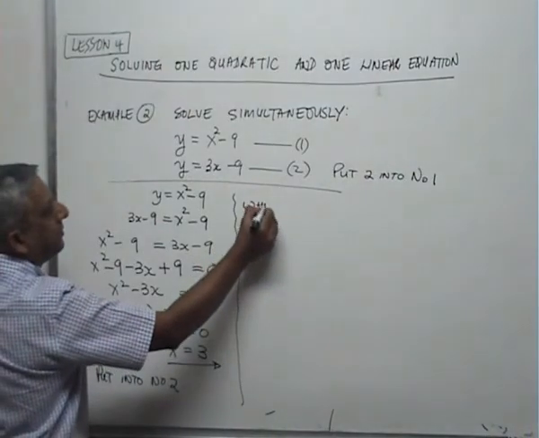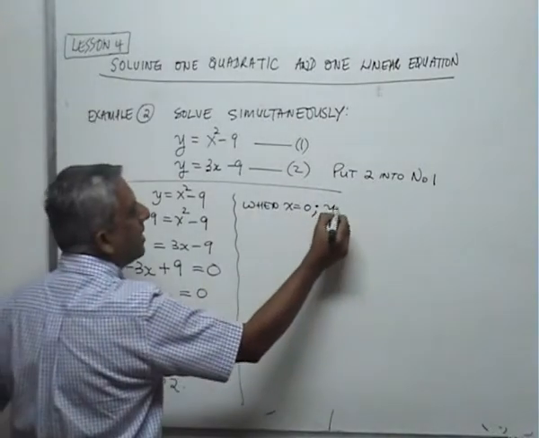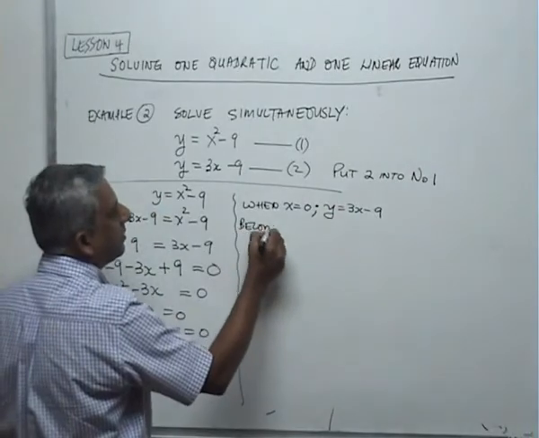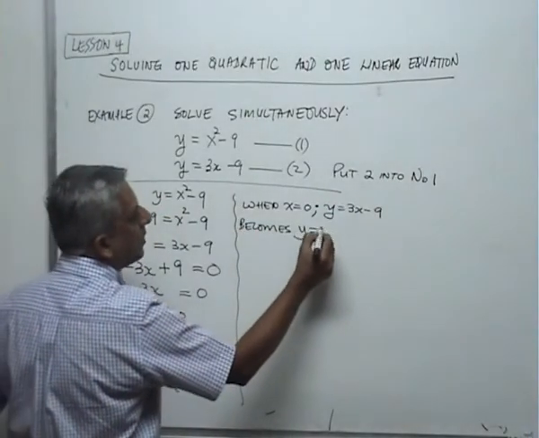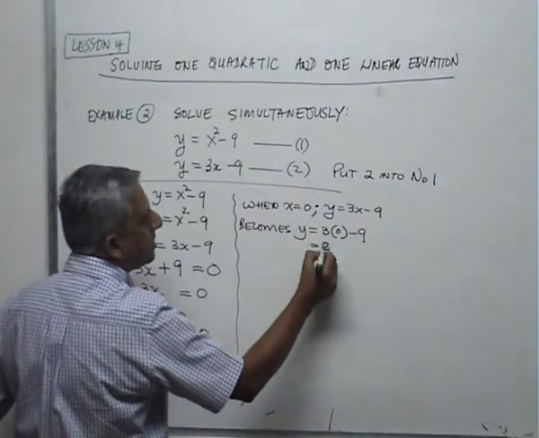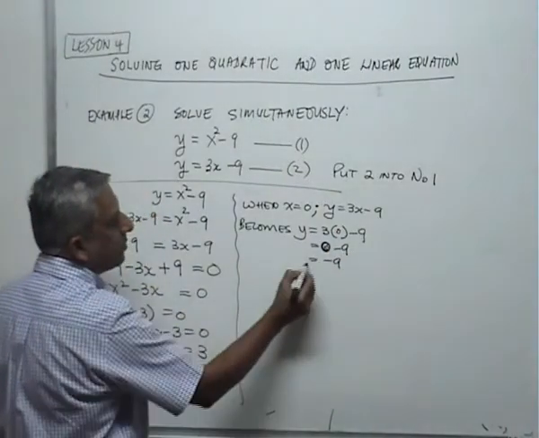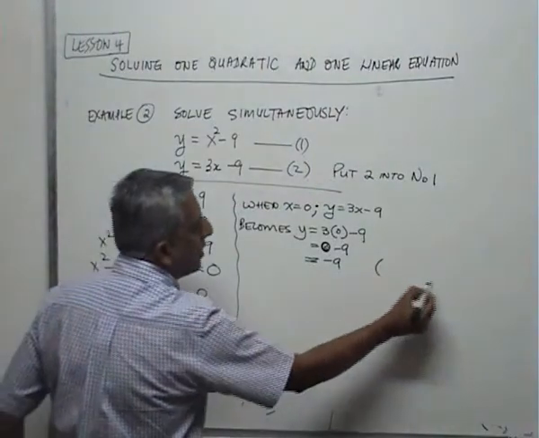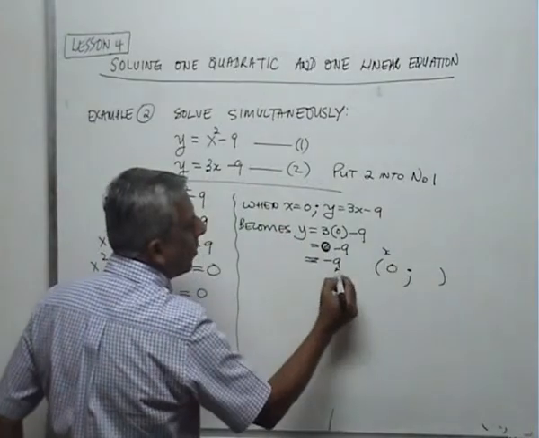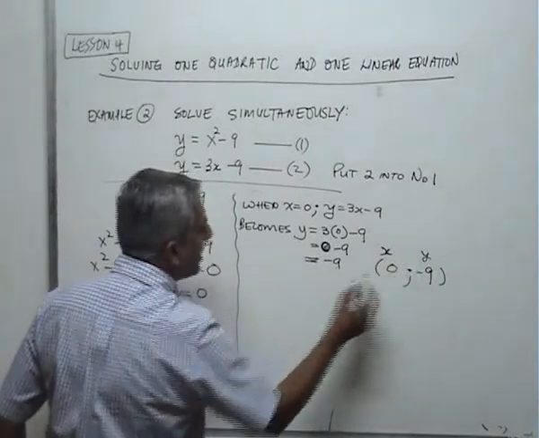We say that when x is 0, y is equal to 3x minus 9 becomes y is equal to 3 times 0 minus 9, which is 0 minus 9, which is minus 9. So, what are we saying? We're saying that when x is 0, y is minus 9.